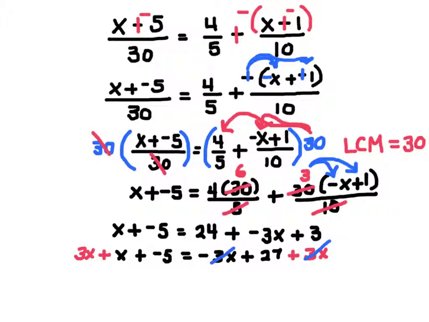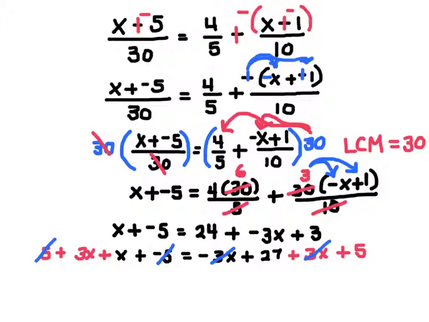And then I want to get the negative 5 out of the left-hand side. The additive inverse of negative 5 is a positive 5. So I'm going to add positive 5 to the left and also to the right. And when I do that, the positive 5 and the negative 5 on the left-hand side add up to 0.